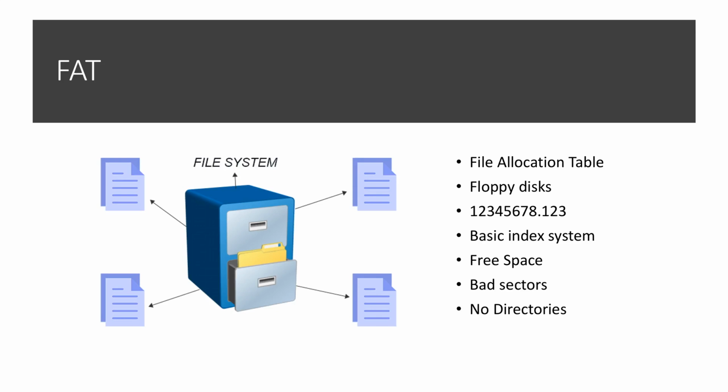FAT was still a very basic file system with CP/M right at its core. It had the same limits then, namely the 8-character file name limit and the 3-character file type extension limit. It was designed to be used on floppy disks.